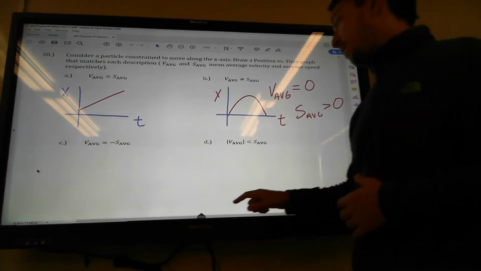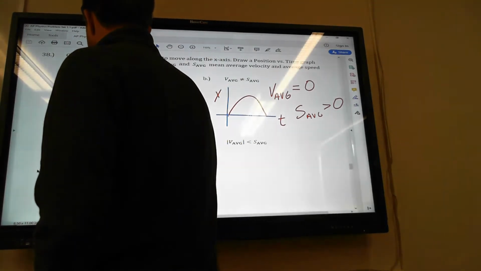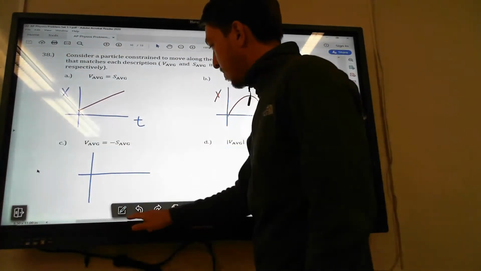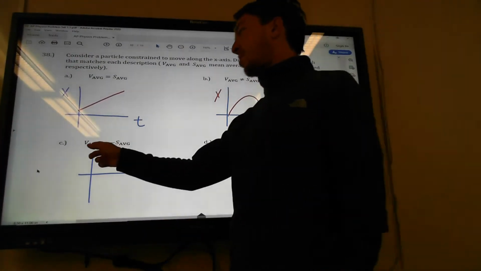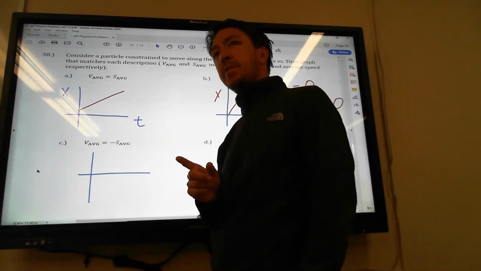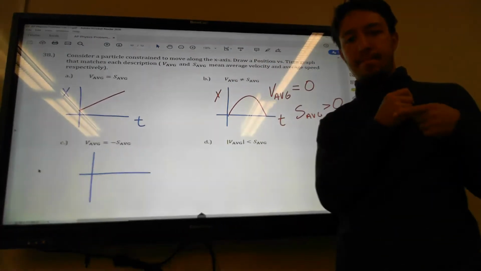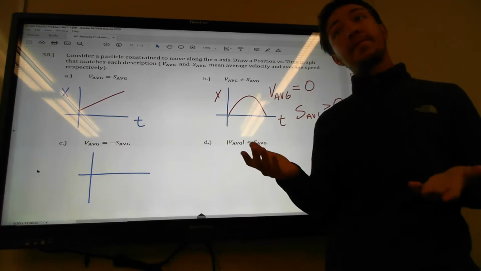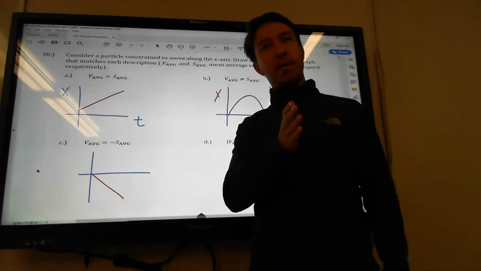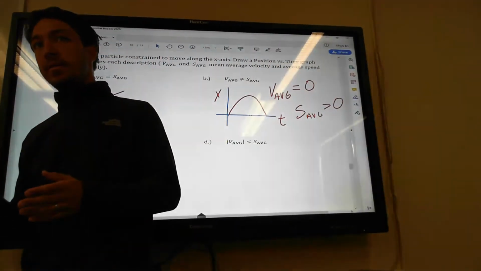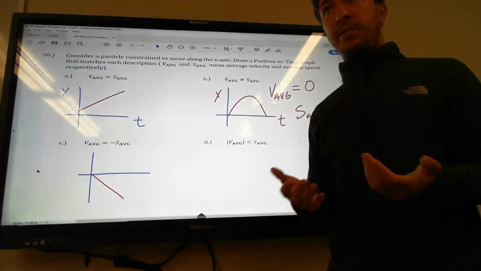Okay. For C, it says they're not just not equal; they're precisely opposite of each other. The way I drew the axes might be a bit of a hint to you. How could the average velocity be exactly the opposite of the average speed? If you're just moving left. So if you just go to the left, which would look like that. Say I go from position 0 to position -1, right? My average velocity was negative, but my average speed was positive, but they're the same number.